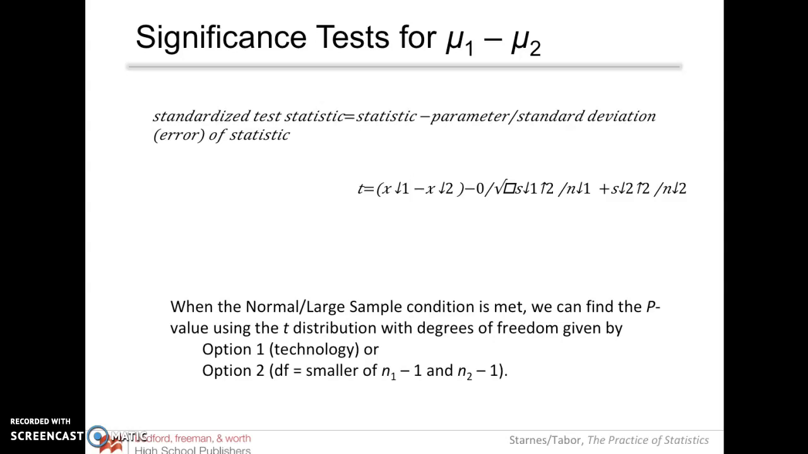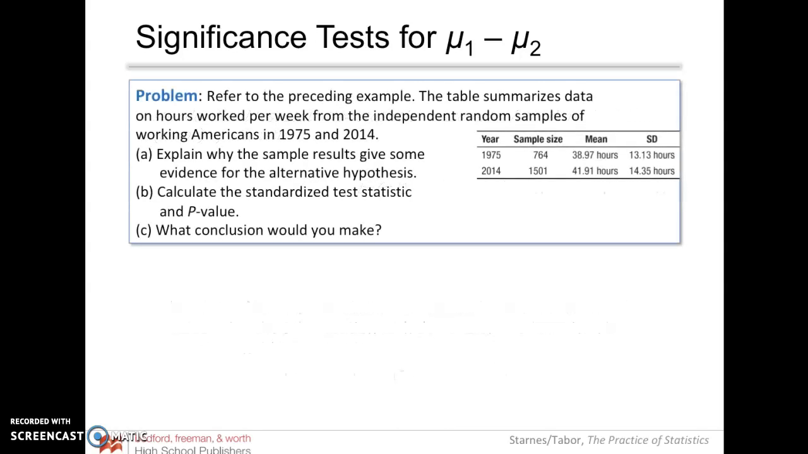The other choice is we use the smaller of the two sample sizes in our two groups, and we subtract one, and that's the degrees of freedom. That's what we call the conservative approach. That smaller of the two values, degrees of freedom, will lead us to the correct p-value once we have our test statistic in table B.